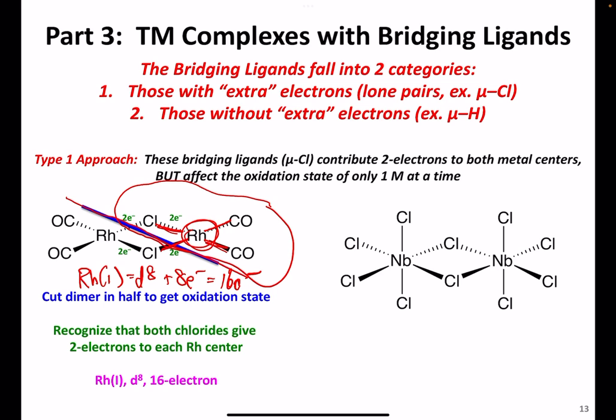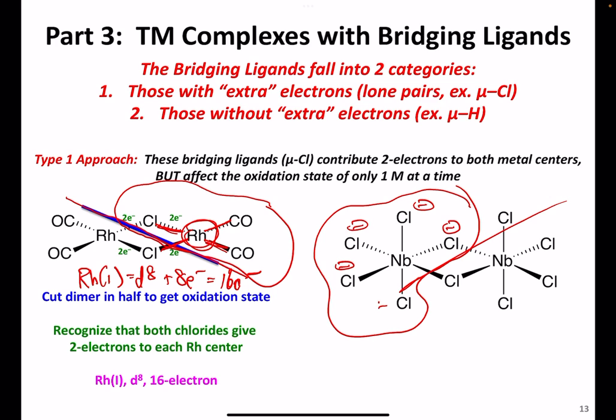All right, how about the niobium compound on the right? So again, I'm going to take my approach of cutting the dimer in half. So I'm only going to look at this half here to assign the oxidation state. I know chloride is -1, -1, -1, -1, -1. So it's niobium 5. Niobium 5 is D0.